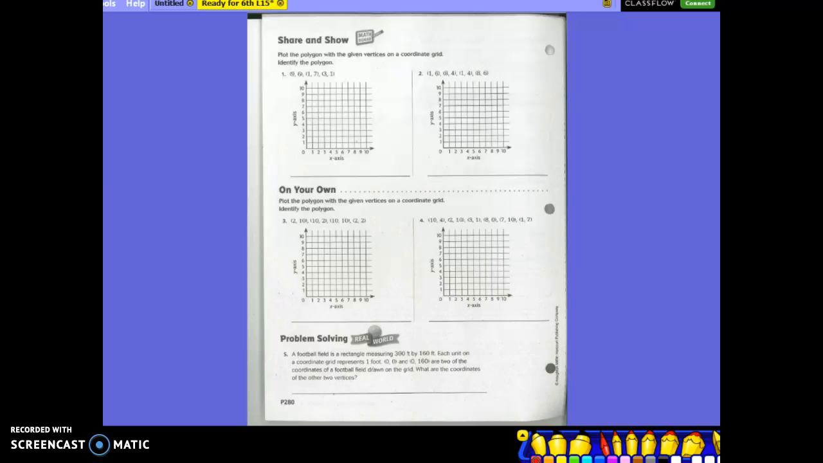Okay, now we flipped over to page P280, and it says plot the polygons with the given vertices on a coordinate grid and identify the polygons. So 2 things here. Don't forget to do both. So we're going to go over here. We're going to plot a point at 9, 6. We're going to plot a point at 1, 7. And we're going to plot a point at 3, 1. Then we're going to take our pencil and we're going to connect these.